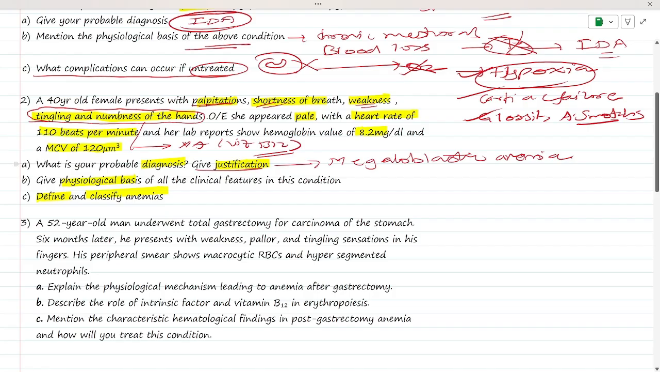Now, give justification. So what can we give justification? First is the neurological symptoms. And what might be the other one?